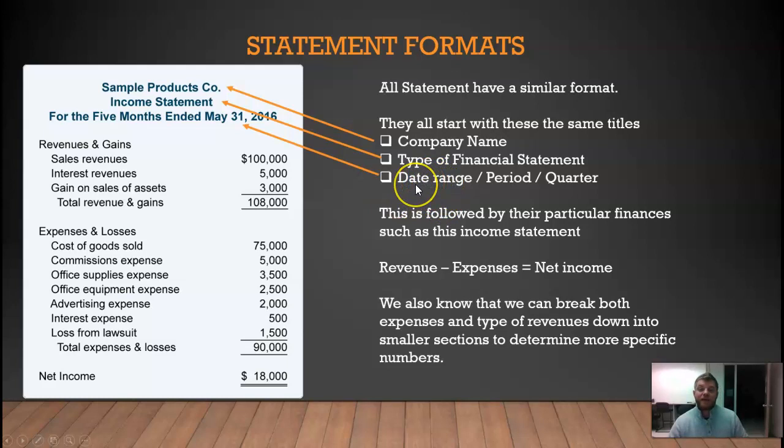If it's a balance sheet, it's a particular time, so as of December 31st, 2020, or it could be for a quarter of a year or a half a year, whatever it actually states. So this one is for a strange amount of time. It's for 5 months.